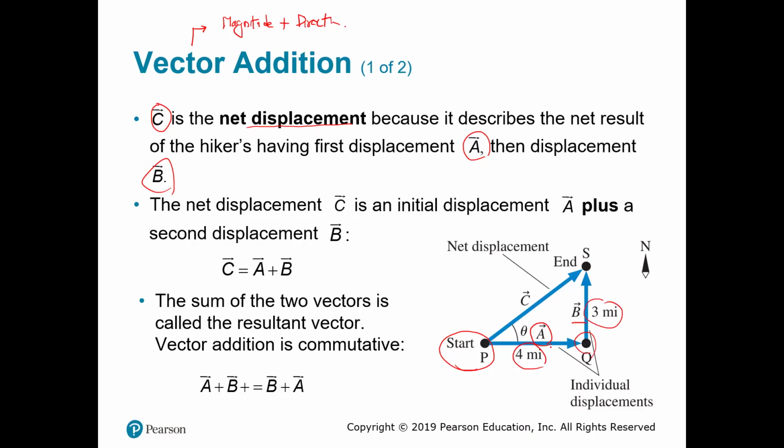Again, as I said here, vector A, 4 miles. So this number 4 corresponds to magnitude. And then to the east is the direction. And then B vector, same: 3 miles magnitude, north direction, right? So a vector always consists of two parts, magnitude and direction.